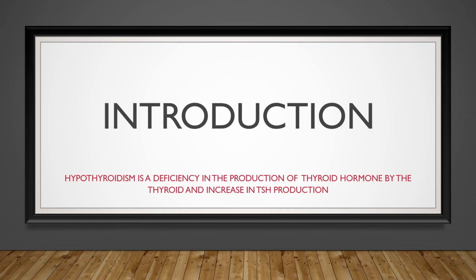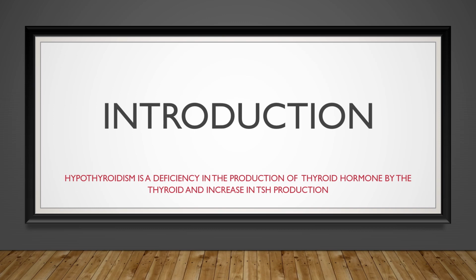Introduction. What is hypothyroidism? It is a deficiency in the production of thyroid hormone by the thyroid and an increase in TSH production. Now, the thyroid is actually two lobes that lie on either side of the trachea. And inside this thyroid, there are two types of endocrine cells. They're parafollicular and follicular cells. These cells help synthesize, secrete, and store the thyroid hormones.